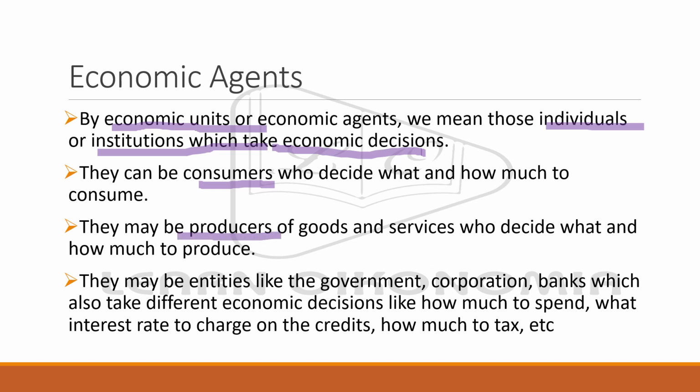Why? Because these people are producing goods and services and would decide what and how much to produce, and they may be entities. So there can be entities like government, corporations, and banks. They also would take different economic decisions, and these decisions would determine how much to spend, what rate of interest to be charged on credits, and how much tax is to be taken from the public. So these agencies or institutions can also be considered as economic units.